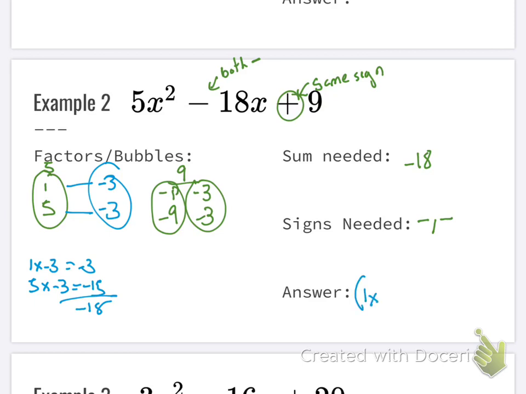We put the x, the first term, in our first spot of our binomial, so 1x and 5x, and then we write down the -3's. So you see 1 times -3, 1 times -3, 5 times -3, 5 times -3. They match. We have finished another problem.